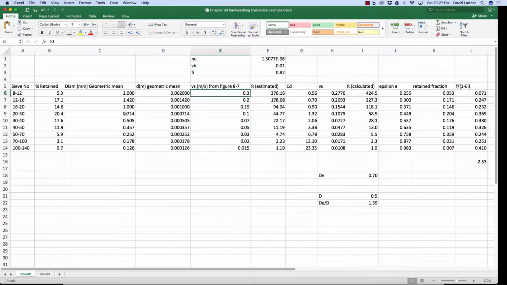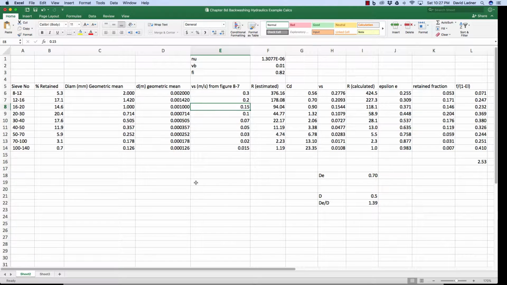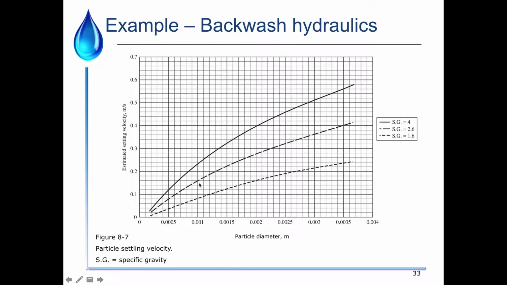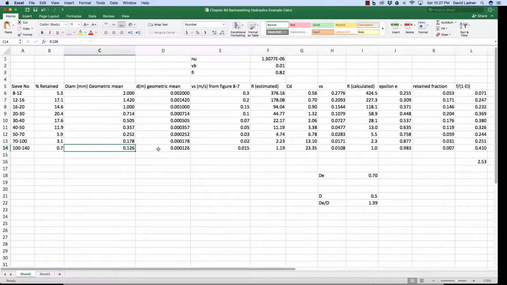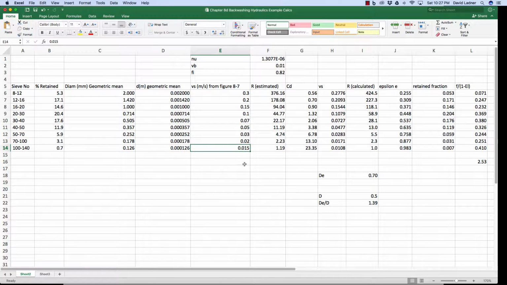Let's try another one. How about a 1 millimeter geometric mean diameter? Gives us 0.15 meters per second from figure 8.7. Maybe a little different than what I would have said, but close enough. Again, we're just estimating, especially way down here, when we get to these tiny numbers, 0.126 or 0.0001 meters, that's way down here, and you can't really see it on the table, so we just throw in a rough estimate of 0.015 for the VS there.